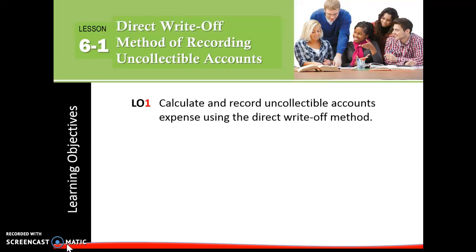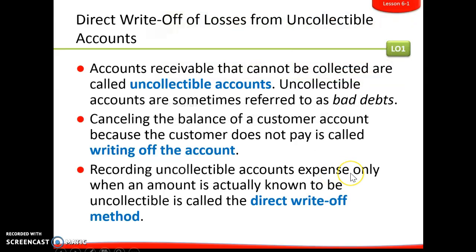Okay, so 6.1 is the direct write-off method of recording uncollectible accounts. We have one learning objective. You need to be able to calculate and record uncollectible accounts expense using the direct write-off method. First, they're going to go through some terms for our chapter.